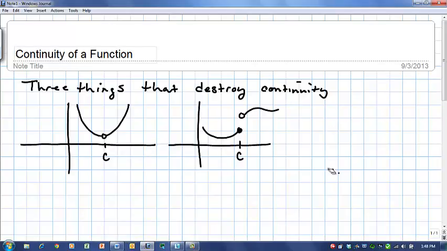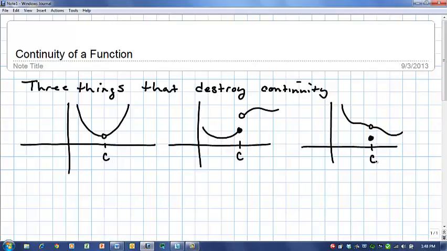And a third example of something that is not continuous would be one that looks like this. Okay, so this function is defined everywhere, but the value of the function is not the same as what we would perceive to be the limit of the function. Okay, so these are three ways that continuity could be destroyed.